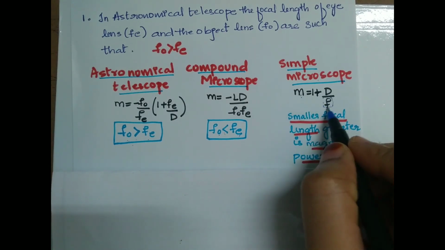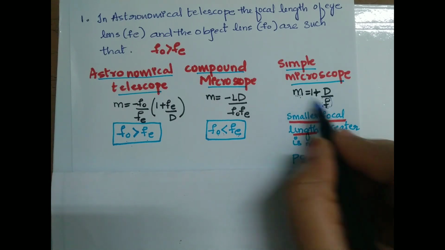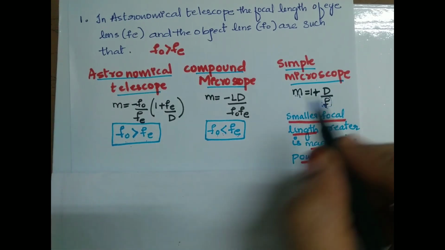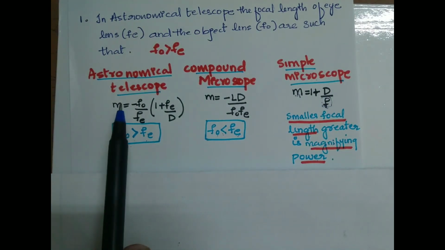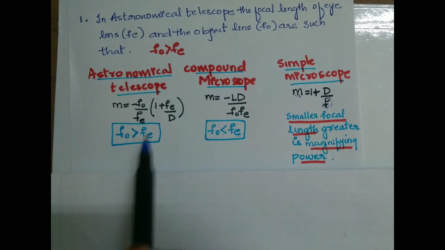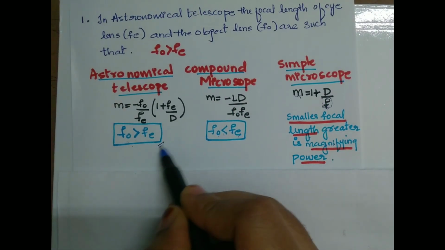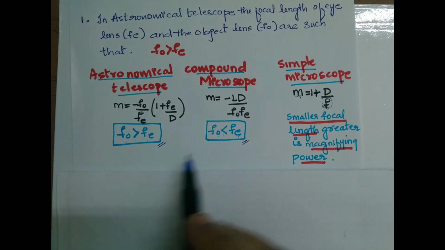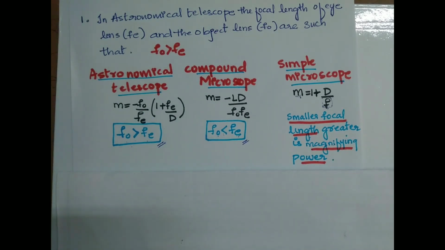They are in inverse relationship with each other. Hope you understood the relationship between astronomical, compound and simple. So this is important. These relationships are important, so you need to note it down.